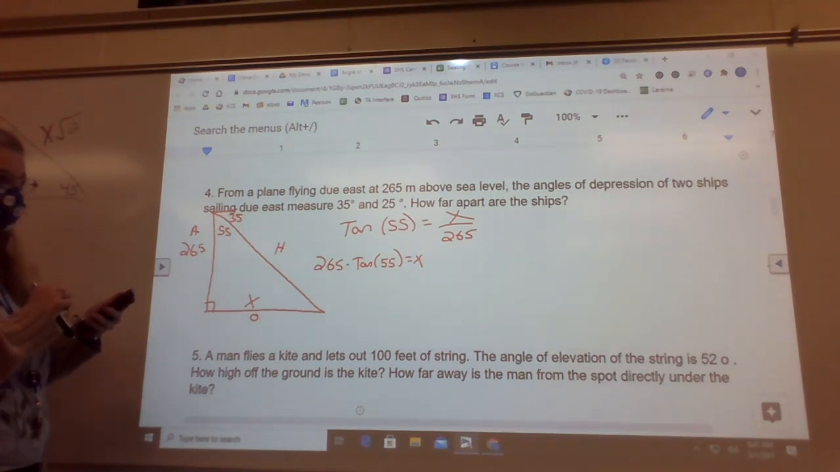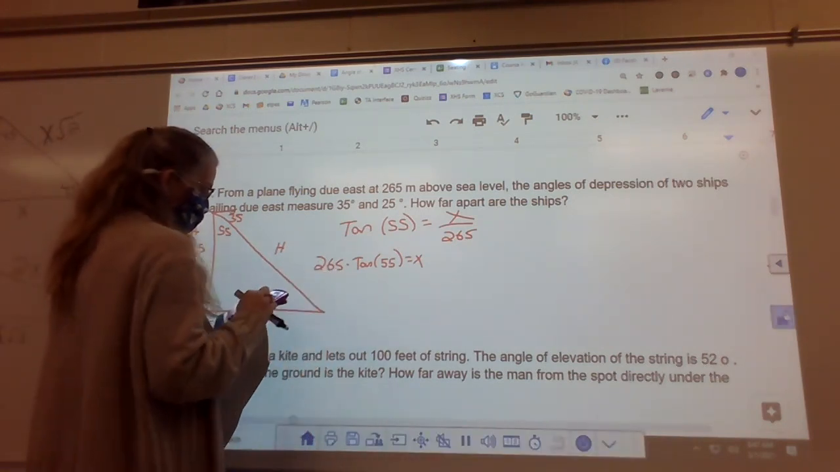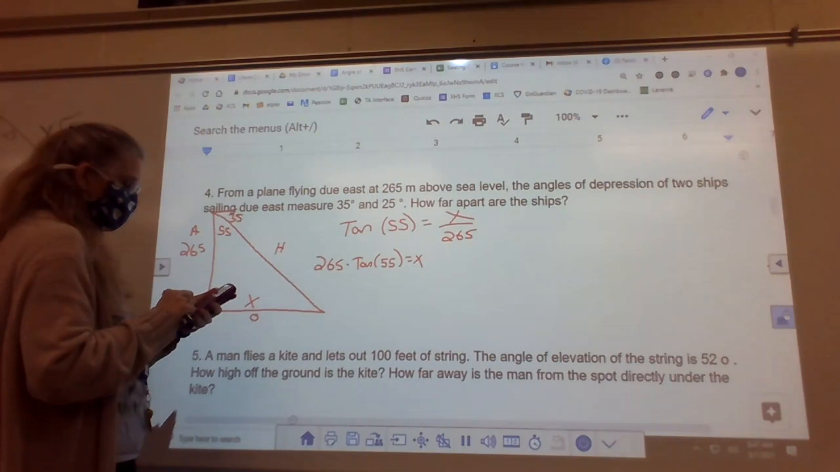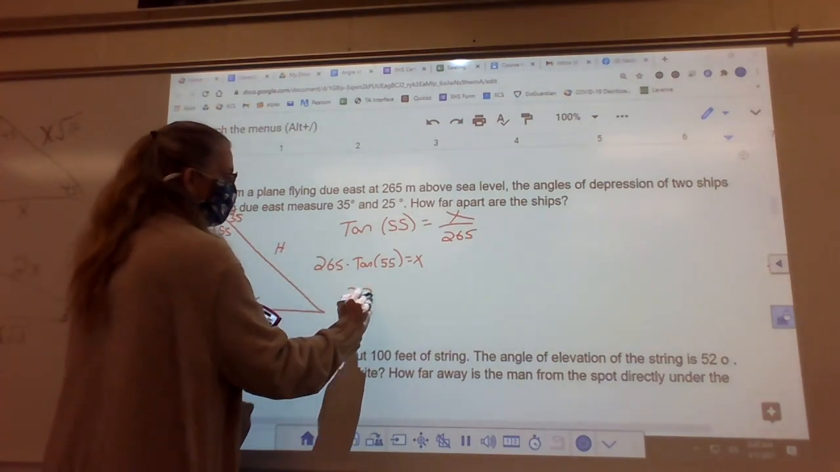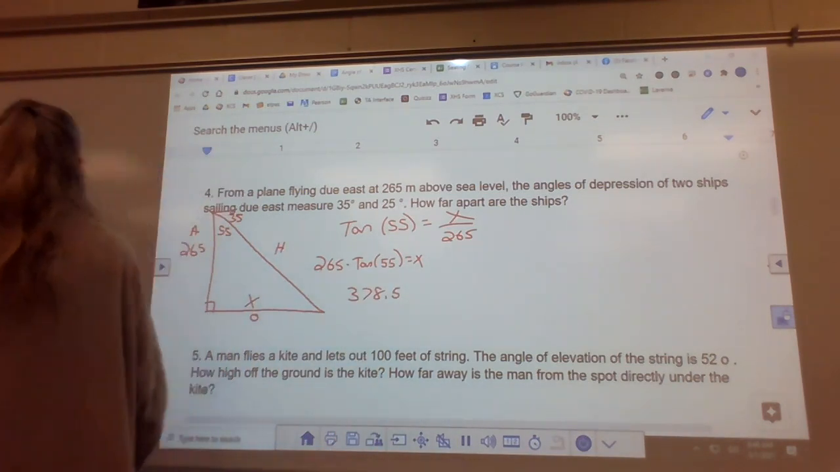378. Did you divide? Oh, no, I just accidentally put 55 in where 265 should be. So it was 265 times tan 55. 378. You can put 0.5. If you don't put 0.5, that's fine.